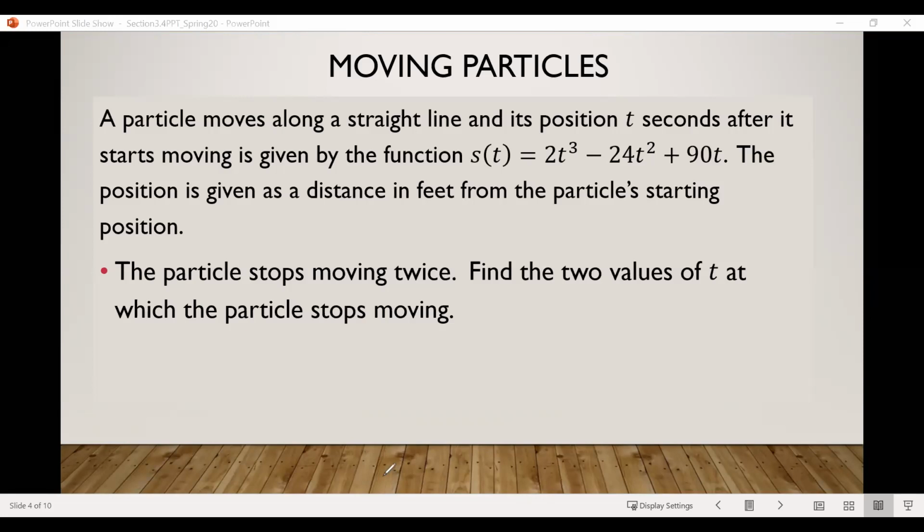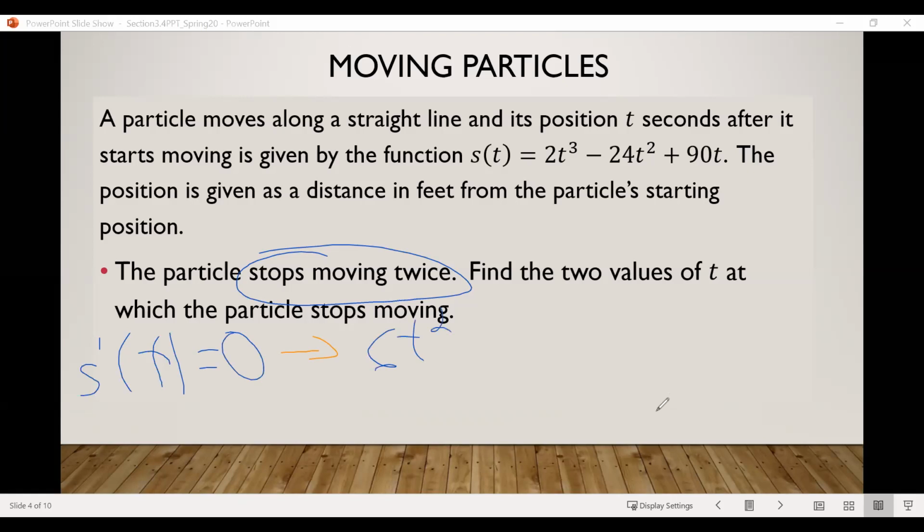Well, if the particle is not moving, what is its velocity? Well, the velocity would be equal to 0. So if we want to know when it stops moving, what that means is we may need to find out where the derivative, s prime, is equal to 0, right?